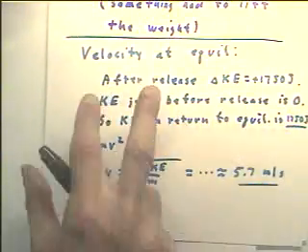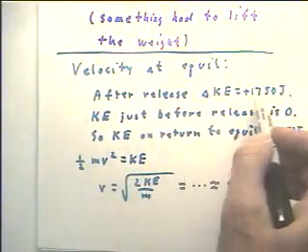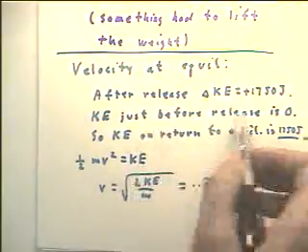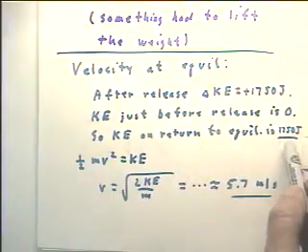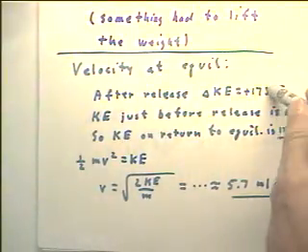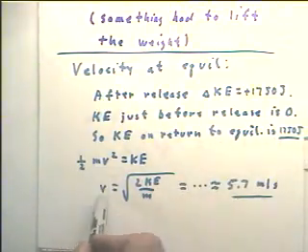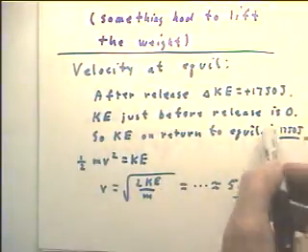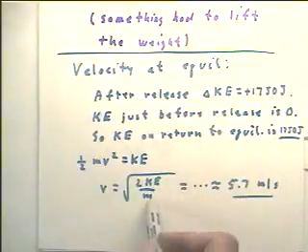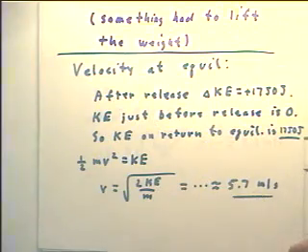Now at this point we could go on to find the velocity of the system at equilibrium, because after release the change in kinetic energy is plus 1,750 joules. Just before release the kinetic energy was 0, so after the return to equilibrium the kinetic energy had better be 1,750 joules. It starts at 0 and changes by 1,750, it ends up at 1,750. And that's equal to 1/2 mv squared. We solve this for v, we get the square root of 2KE over m, and then we plug the 1,750 joules of kinetic energy and the 109 kilogram mass into the system, and we get approximately 5.7 meters per second.